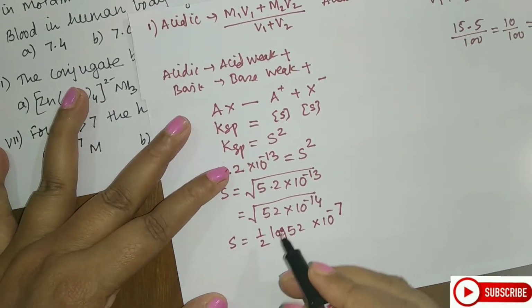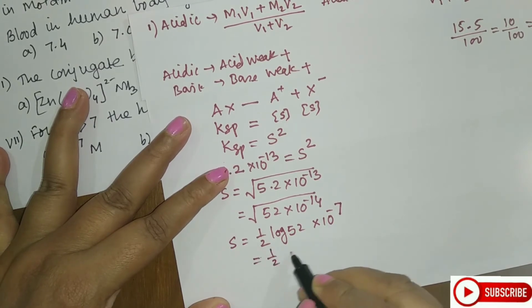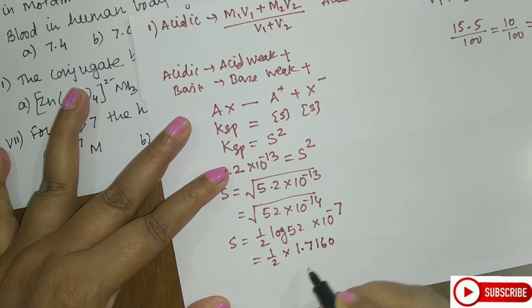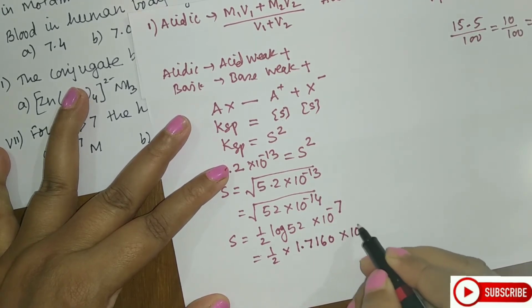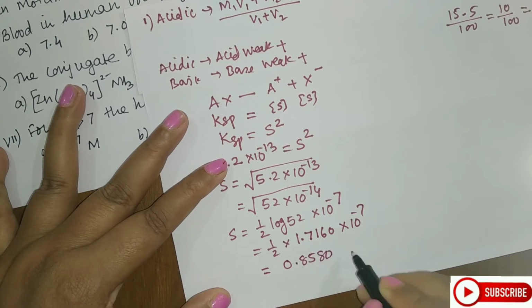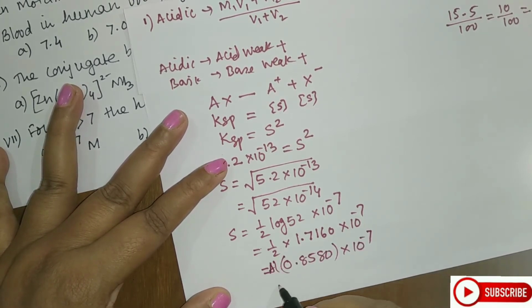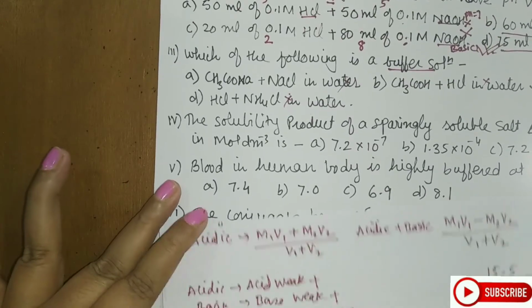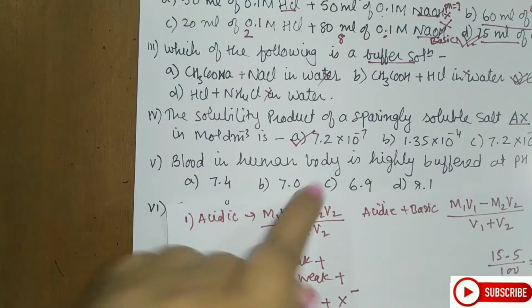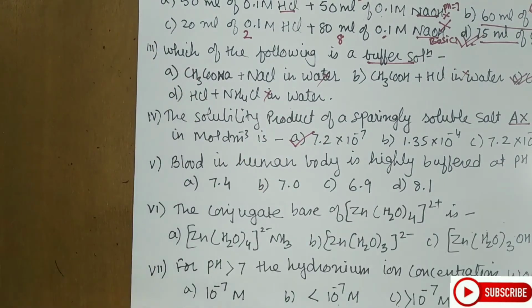Go for the log of this. So it will be half into 1.7160. Divide this by 2. That will be 0.8580 into 10 raised to minus 7. And the antilog of this will give me 7.211 into 10 raised to minus 7. So your answer here is the first option, that is 7.2 into 10 raised to minus 7. Come to the next one.